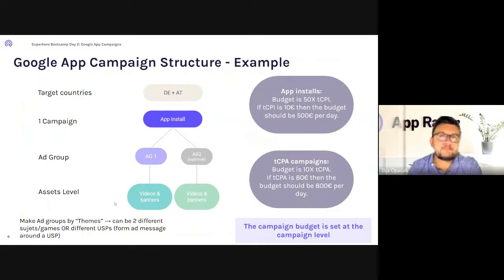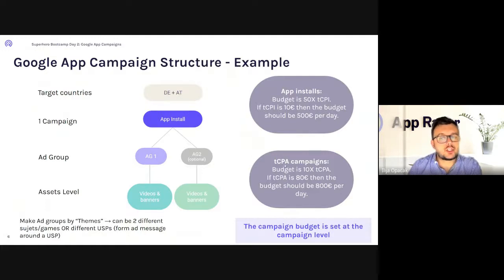One of the most commonly asked questions that we actually have is when it comes to budget. First and foremost, the campaign budget is set at the campaign level. So here, this is the second step. Two things that you will see here, I would recommend you to keep in mind. For app installs, the budget is 50 times the targeted cost per install. So if the targeted cost per install is 10 euros, then the budget should be approximately 500 euros per day. That should help you determine if you can actually afford a Google App campaign. Below that number, it's going to be very, very difficult to see success.